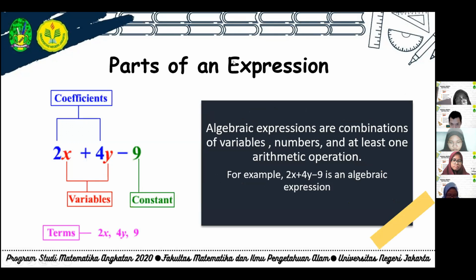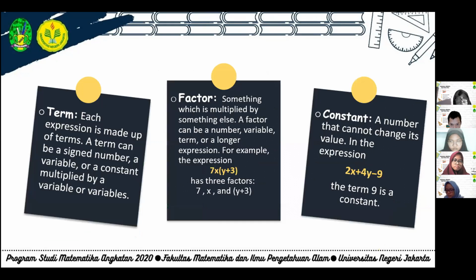In this picture, 2 and 4 are coefficients, x and y are variables, 9 is a constant, and 2x, 4y, and 9 are terms. Next. What is a term, what is a factor, and what is a constant?